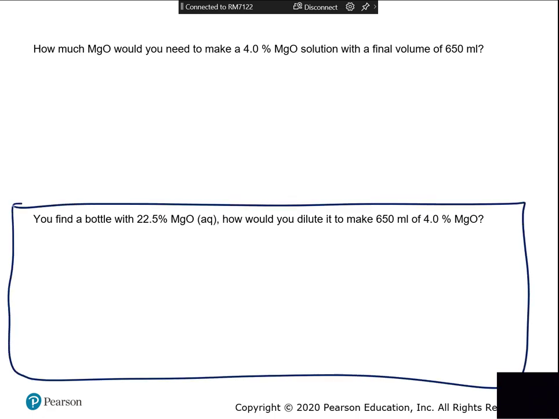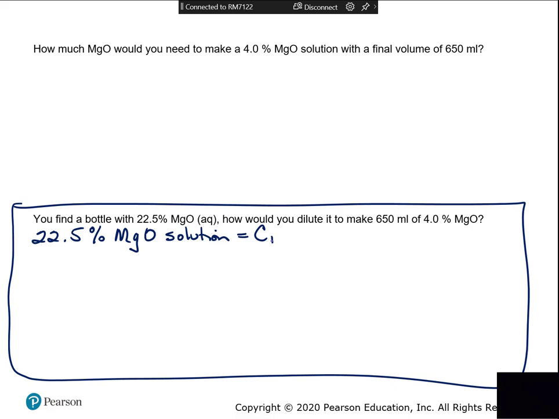So it's here, this one. You find a bottle of 22.5% magnesium oxide aqueous. 22.5% MgO aqueous means it's a solution. How would you dilute it to make 650 milliliters of a 4.0% magnesium oxide solution? So what is 22.5? Is it C1 or C2? It's C1, right? It's the higher concentration. C1 is always going to be greater than C2 because it's always more concentrated.